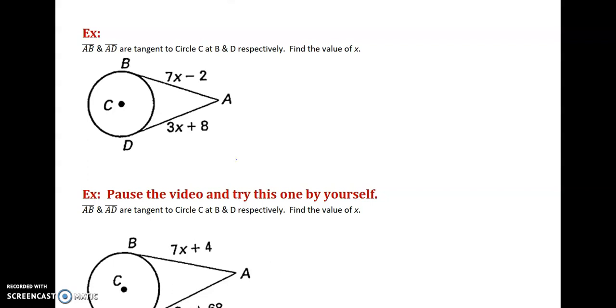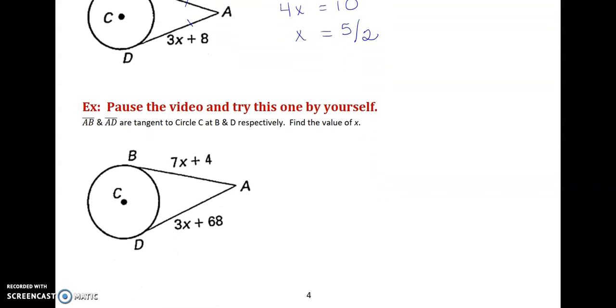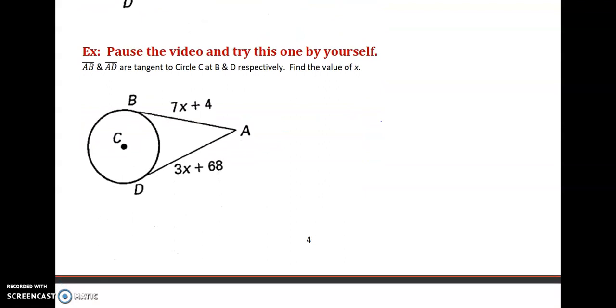Looking at that in an algebraic context, we know that AB and AD are tangent to circle C at points B and D. Therefore, these two segments are congruent. So I can say 7x minus 2 equals 3x plus 8. Subtract 3x from both sides. Add 2 to both sides. And reduce. Pause the video here and try this one on your own.